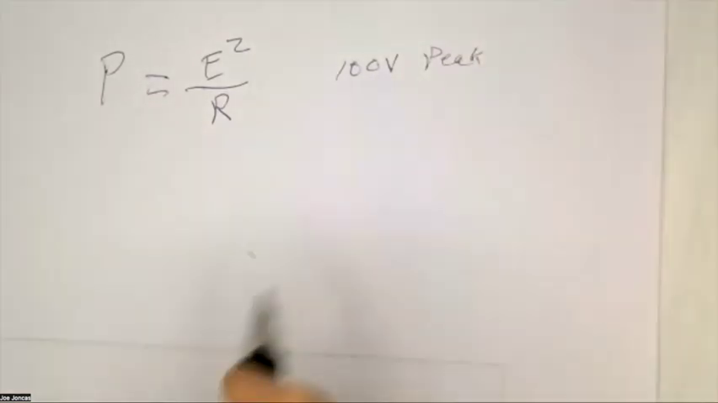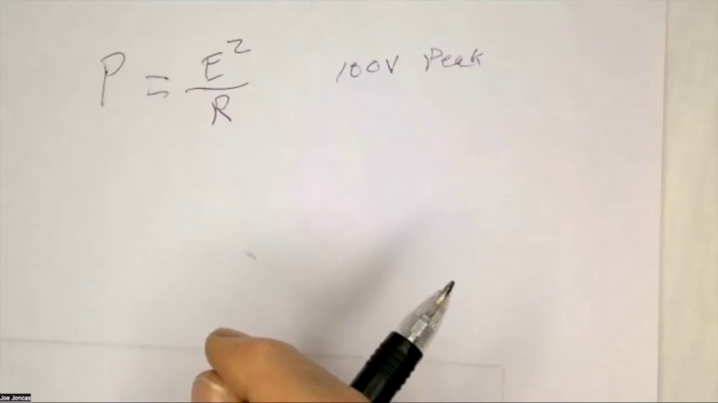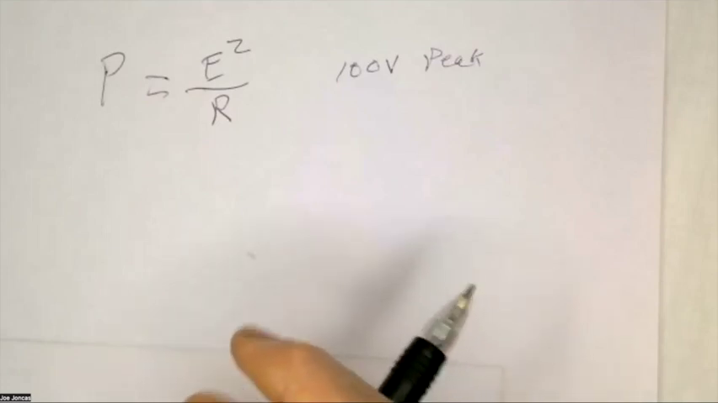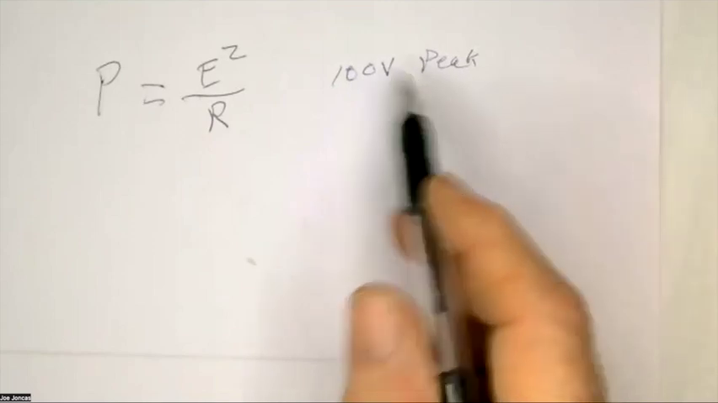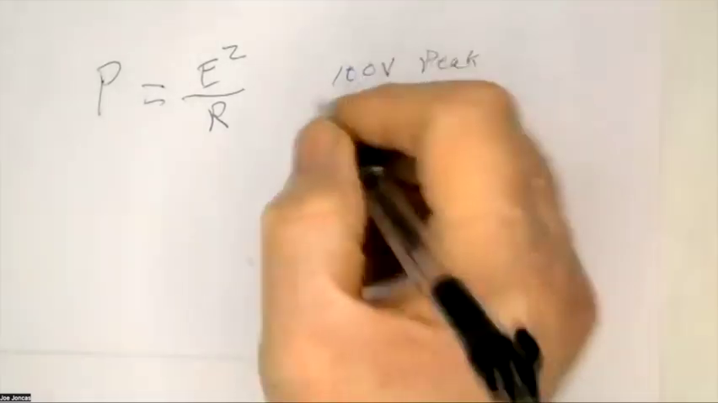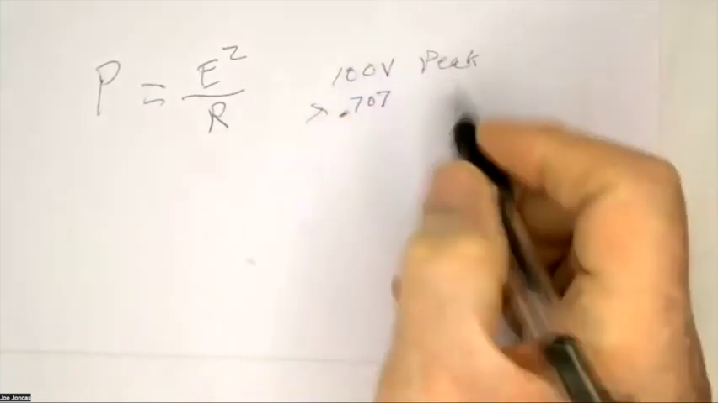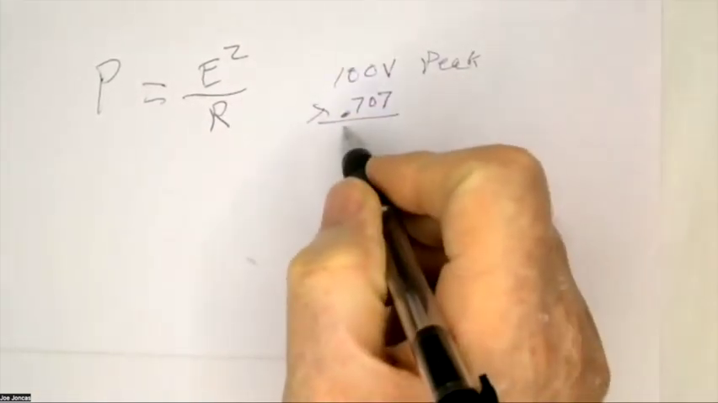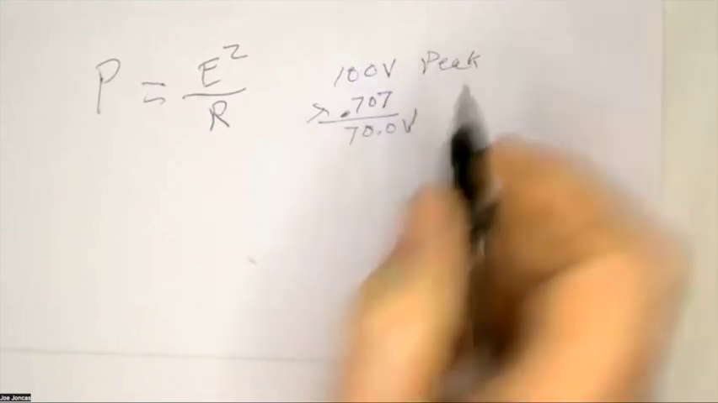Now I used to, and I did this for a while, and I was rather confused because everything I tested turned out 200 volts, 200 watts. But the FCC said they want the RMS value of this 100 volts peak. So we multiply this times 0.707, which ends up being 70.7 volts.